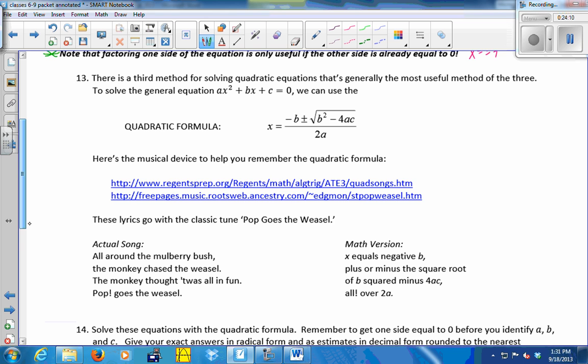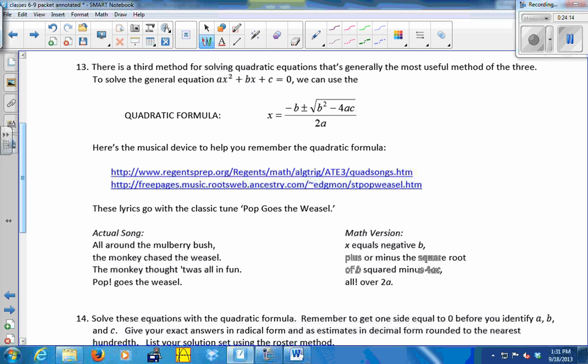All right, the third method for solving a quadratic is the quadratic formula, probably something you saw in a previous math class. If your equation is ax squared plus bx plus c equals 0, then you can plug a, b, and c into this formula and figure out what the solution x is.